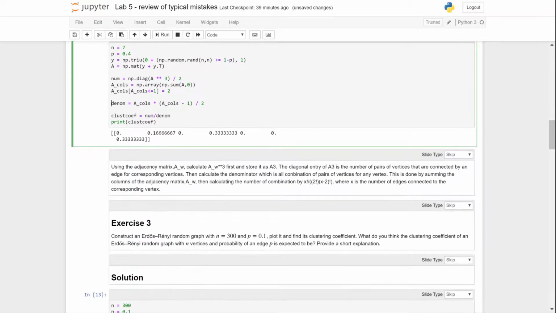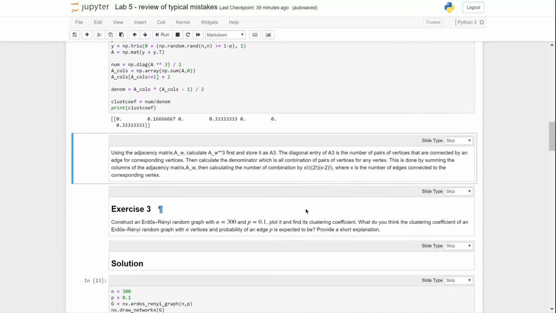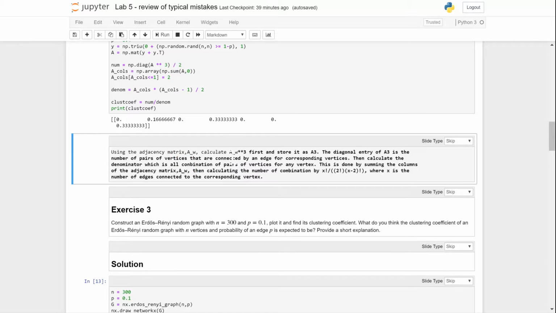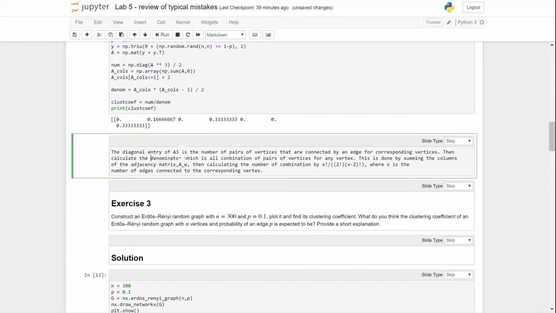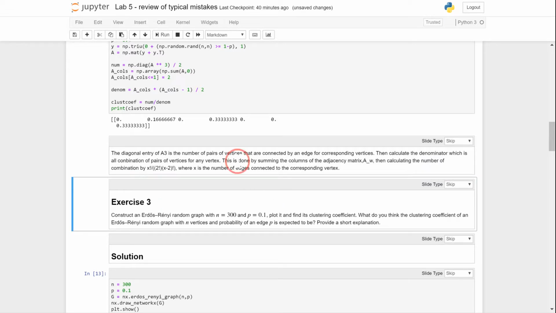However, there are some issues with the explanation, right? So try to read it. Using the adjacency matrix AW, calculate AW cube first and store it as A3. Well, look, why do we do it at all? First of all, here you're just explaining what the code does, literally. Instead of helping the reader get the intuition behind the code, you're just explaining what a particular line of code does, which is not really necessary, right? So it's better to just get rid of it. So we can just delete it.